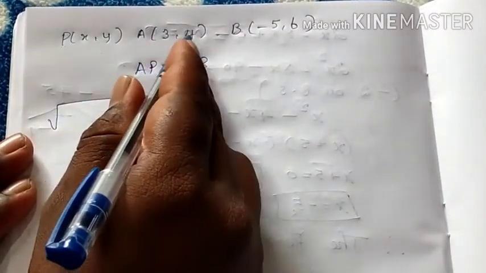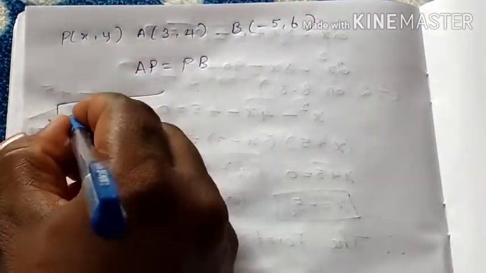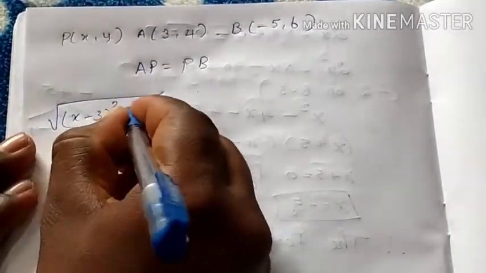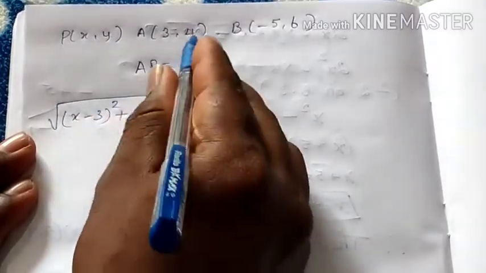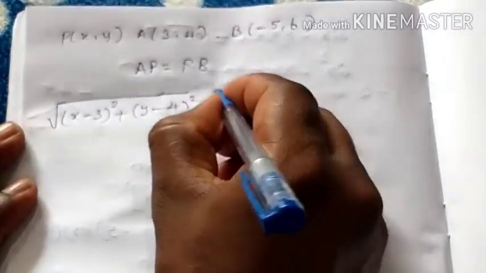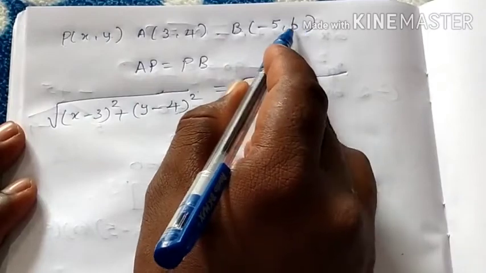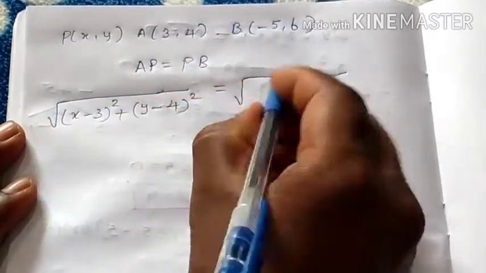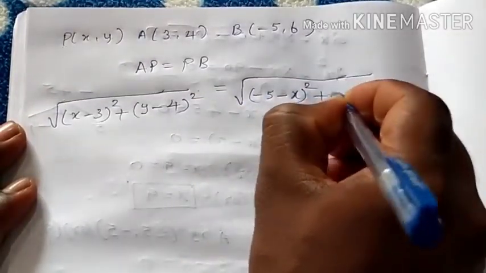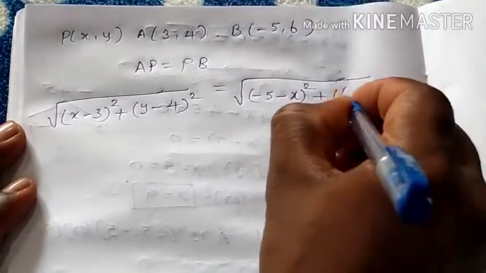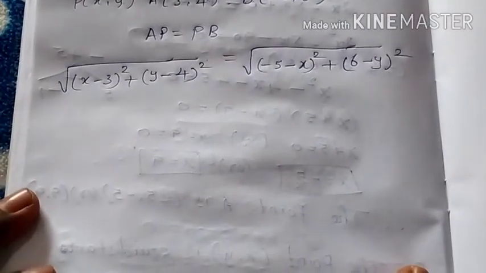For AP, this is x1, y1, x2, y2. So the square root of (x2 minus x1) the whole square plus (y2 minus y1) the whole square, which is equal to the square root of BP. Now consider the other two points, x1, y1, x2, y2. So x2 is minus 5 minus x1 is x, the whole square, plus y2 value is 6 minus y1 value is y, the whole square, using the given condition.